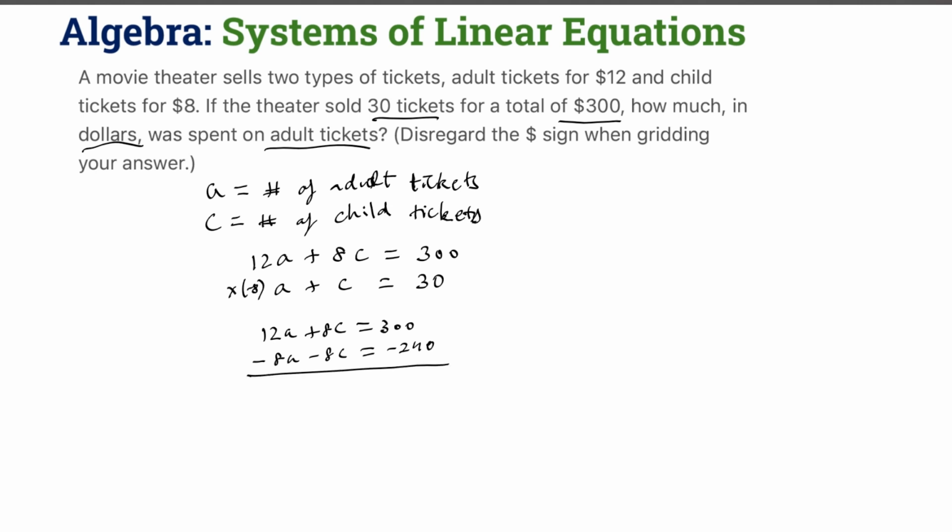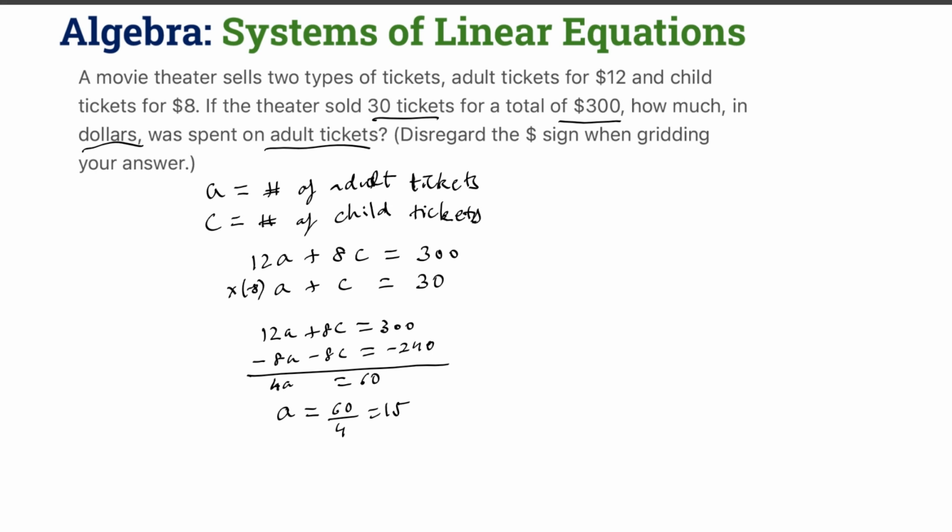Okay. 12A minus 8A is 4A. And 8C minus 8C is just 0. And 4A is just going to be equal to 300 minus 240, which is going to be 60. So from this, we get A equals 60 over 4, which is 15. And so that's the total number of adult tickets that were sold.